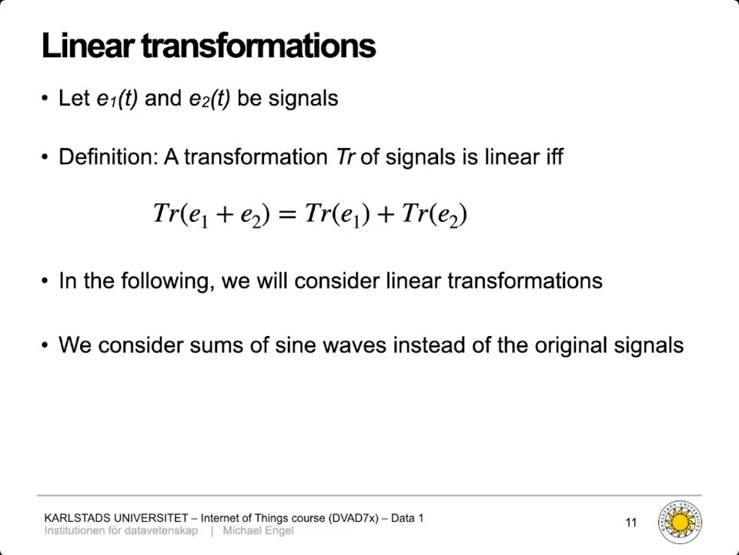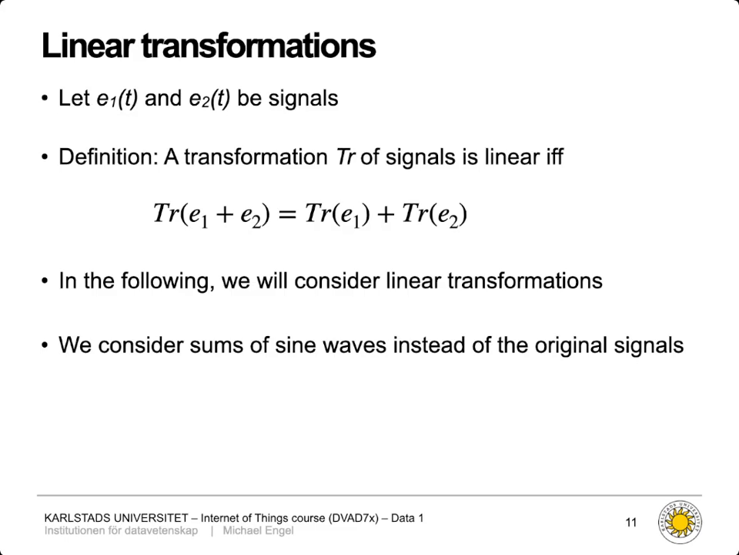So what we're considering here is what we call linear transformations. So let's consider two signals again, and we call them E1 of t and E2 of t. And now we consider a constrained version of functions operating on these signals. So this is a bit of advanced mathematics. So we have functions operating on functions here. So these functions we want to consider here are so-called transformations. And a transformation of a signal can have properties. And we want to have a special property, which we call a linear transformation of a signal.